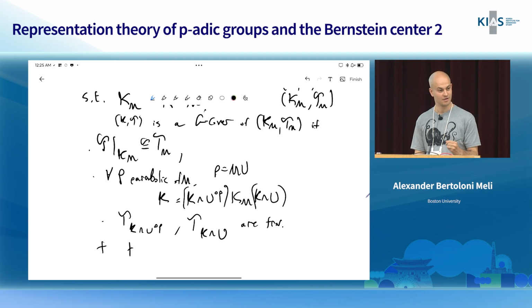Sorry, you said P is parabolic of M, but then P is M times U. It means parabolic containing M. I'm sorry, yeah. I mean, it's a parabolic with Levi M. Yeah, okay, I see now that is confusing.